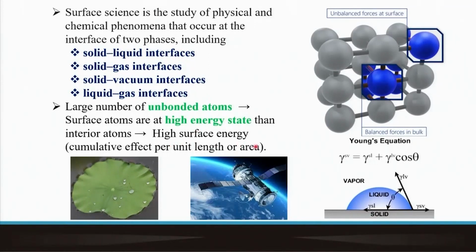And this high surface energy that we are talking about, essentially, as I said, is a cumulative effect per unit length or per unit area. And this is very conventionally and very universally explained in terms of the Young's equation, wherein you see that if you have a droplet of a liquid on a solid surface, then you have all the three phases, they are kind of next to each other. Here is a solid substrate on which the liquid droplet is located, and on top of the liquid droplet you have the vapor, the gaseous state.